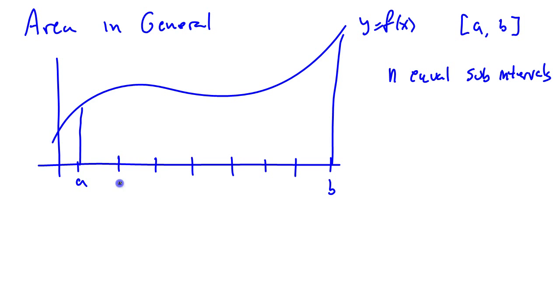The width of each subinterval I'm going to call delta x. Now I'm choosing to make them all the same. In the really general situation, you don't have to make them all the same. But let's make them all the same because that's reasonably easy to calculate. The total length of the interval from one end a to the other end b is b minus a. And if I divide that by n, that's the width of the subinterval.